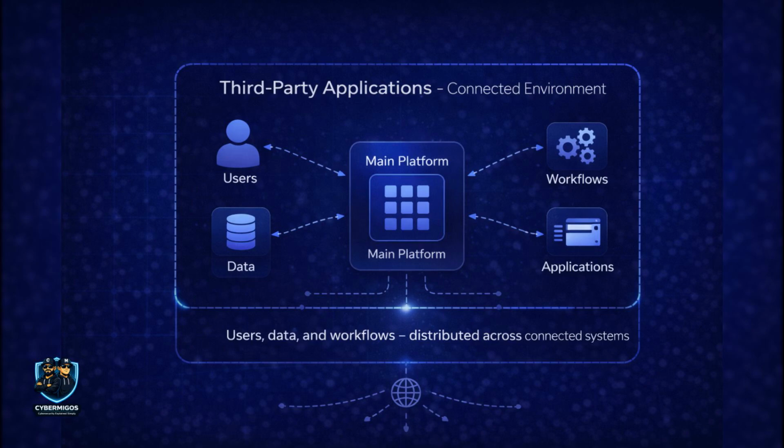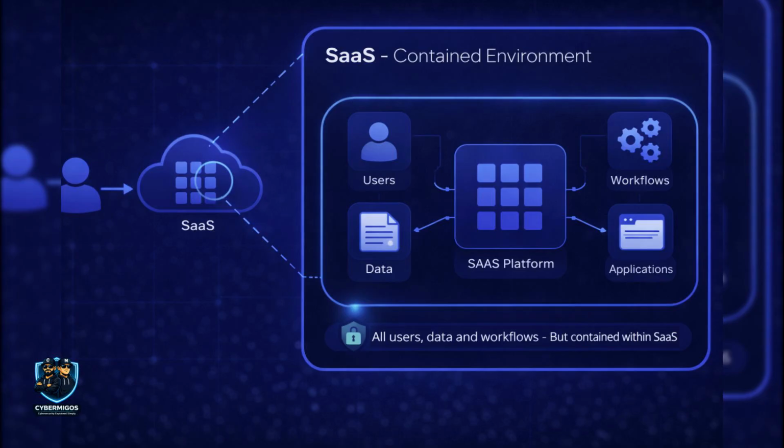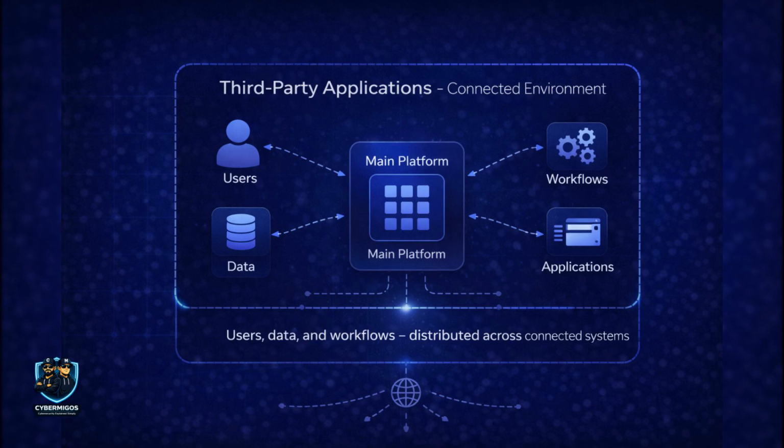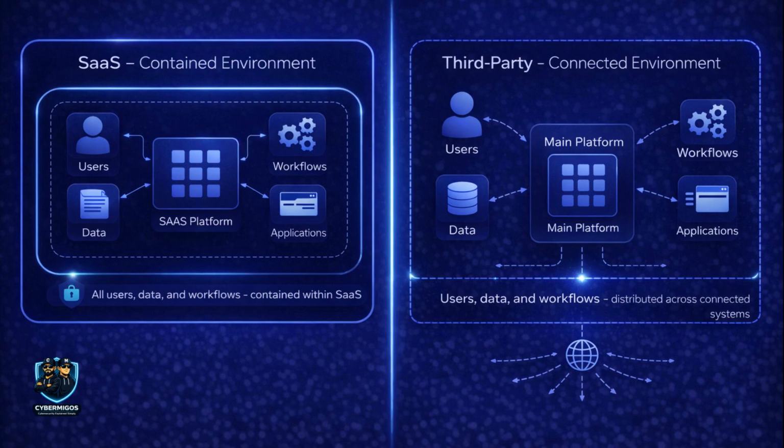And that's the real difference. SaaS is about a contained environment. Third-party applications are about connected environments. To make it simple, SaaS is the system you use. Third-party applications are the systems that you connect to.